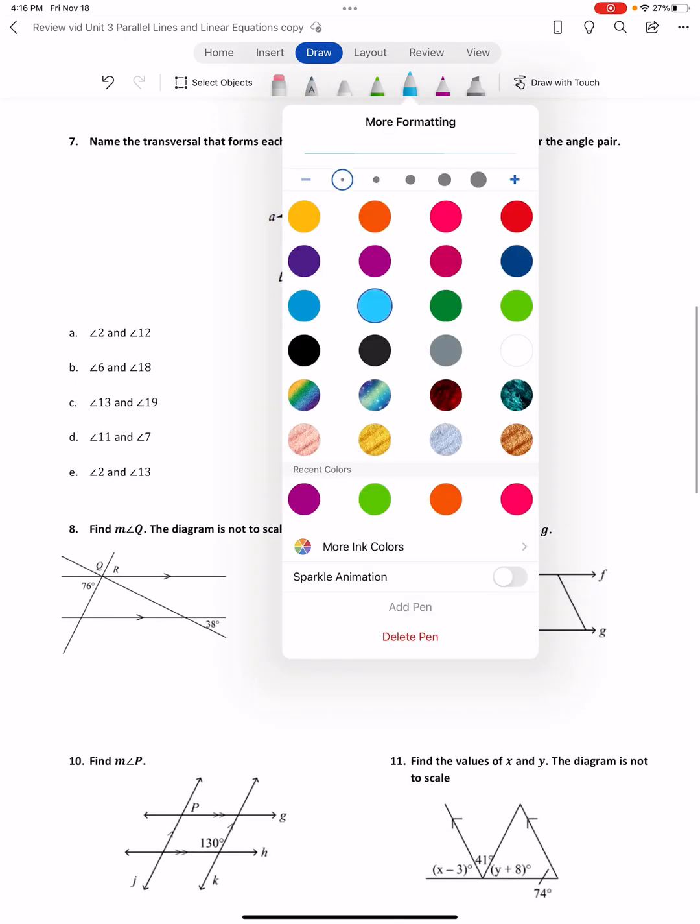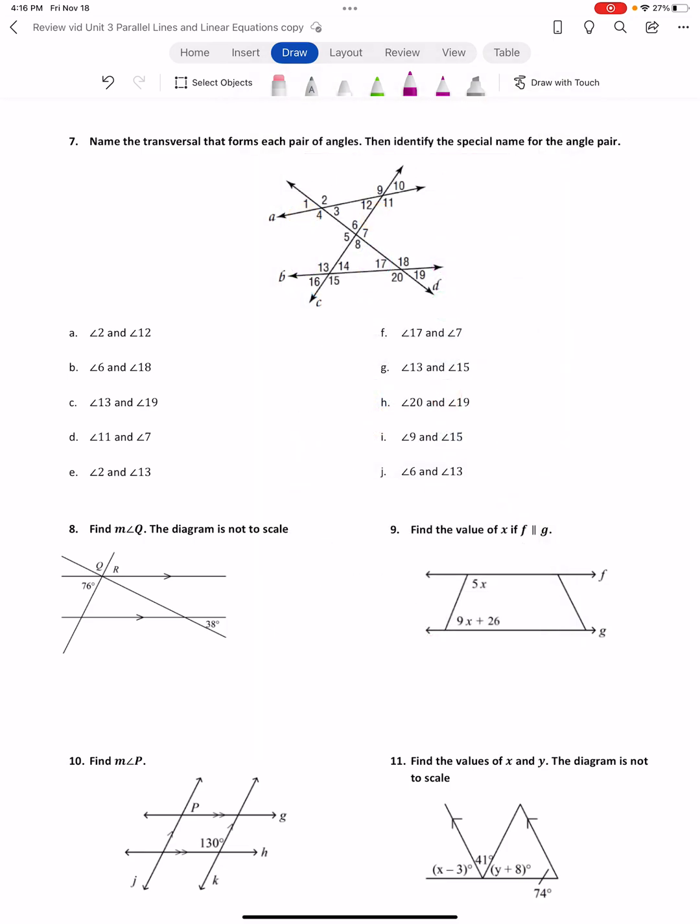Okay, number 7 says name the transversal that forms each pair of angles. So when we talk about 2 and 12, that would be A, and identify the special name. Those are going to be alternate interior. So 6 and 18, transversal is D because they're both on D, and those are corresponding.